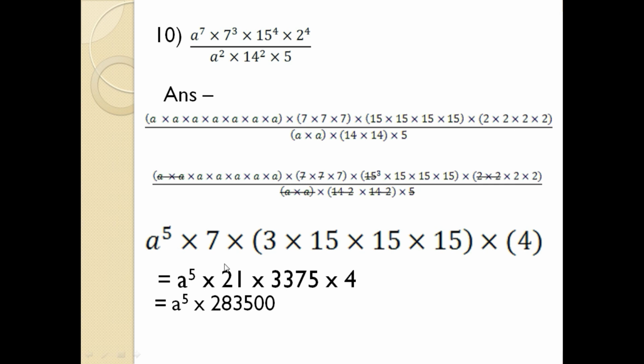A raised to 5, 7 into 3, 21, 15 into 15 into 15, that is 3375, and then this 4 is remaining. So a raised to 5, 21 into 4, that will be 84, 84 into this, so that will be 2,83,500. So the final answer will be a raised to 5 into 2,83,500.